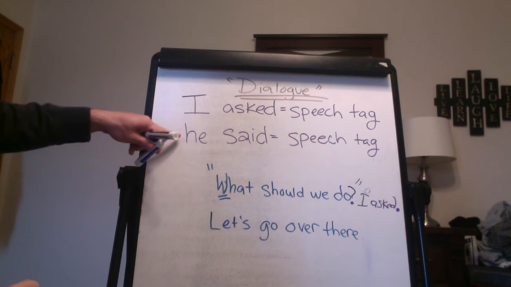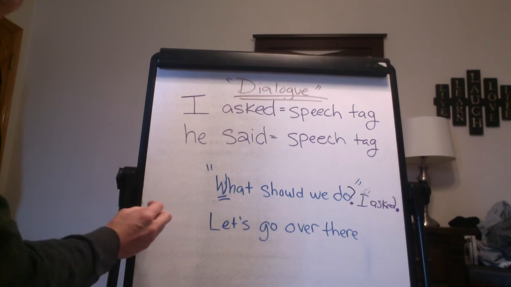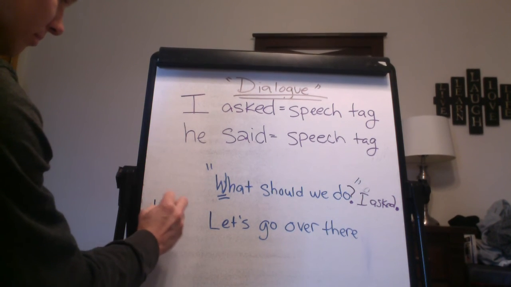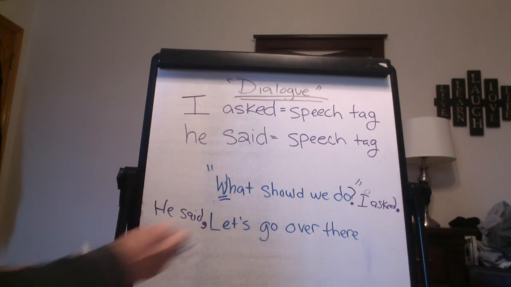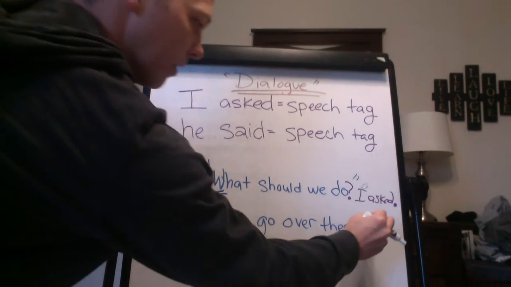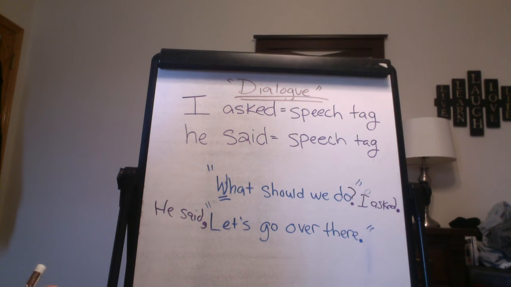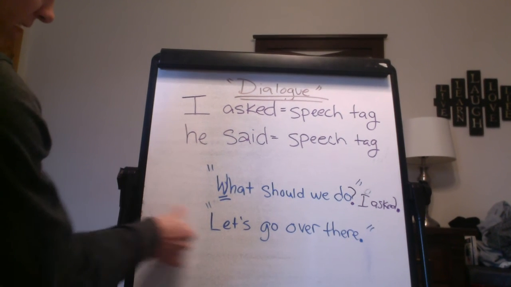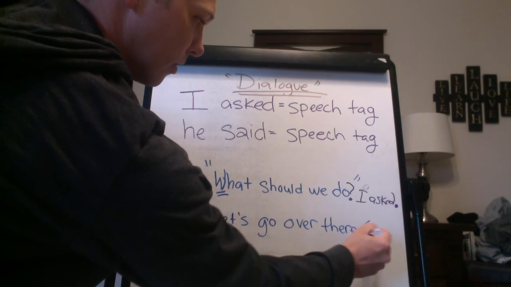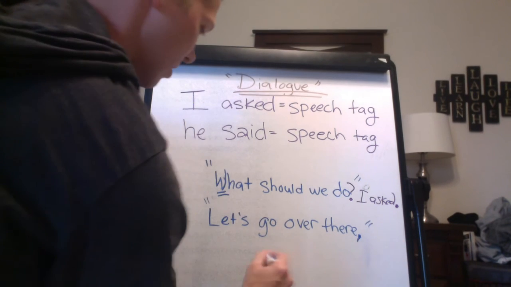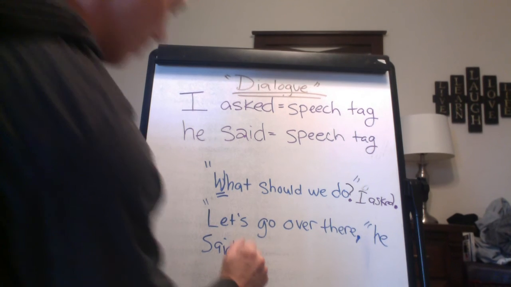Okay. Now, if somebody wanted to respond with, he said, let's go over there. Again, you can put it at the beginning, comma. We're going to divide that. We're going to put our quotes. Let's go over there. Okay, and notice punctuation goes in the inside. Okay, if I don't like that and I want my speech tag at the end, let's go over there, comma, inside of the quotation, he said. And then we can go with the period.